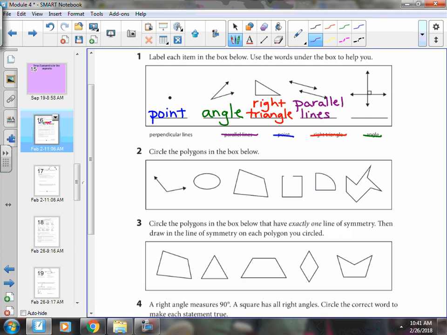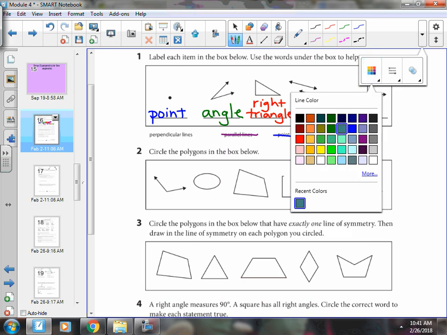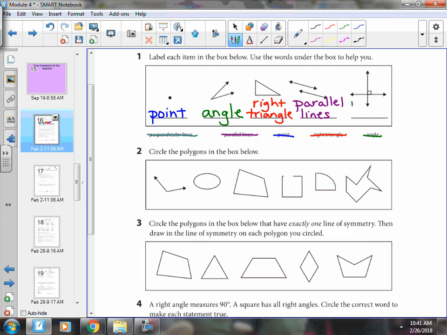And so the last one is showing perpendicular lines. Perpendicular lines are intersecting, but they intersect in a very specific way. They intersect at a perfect 90-degree angle. And they're lines as well. Those arrows show that they go on and on forever.